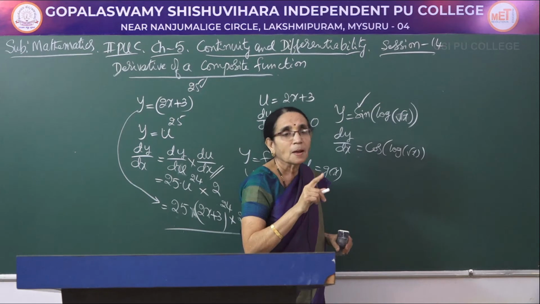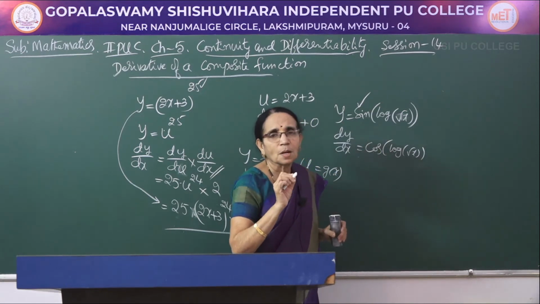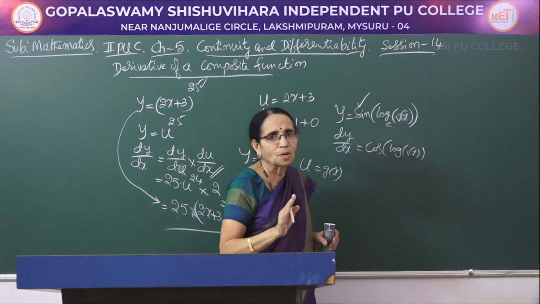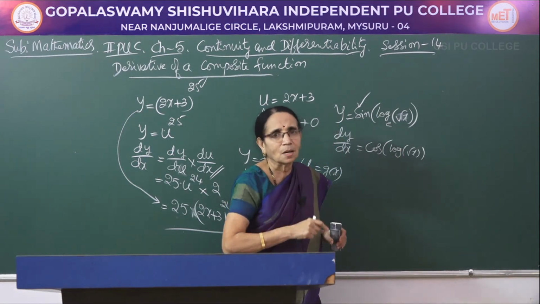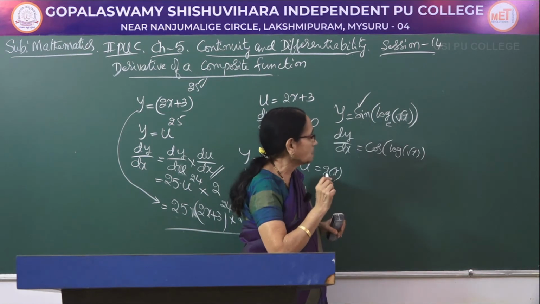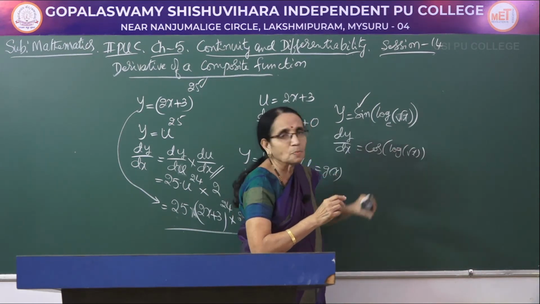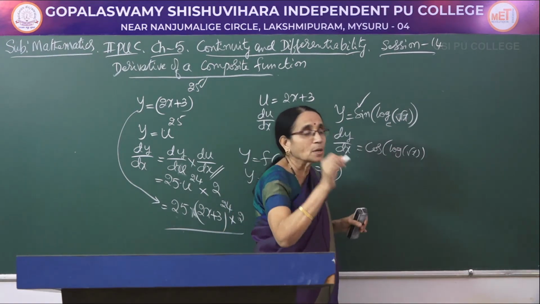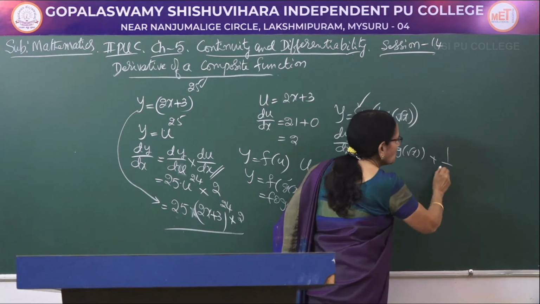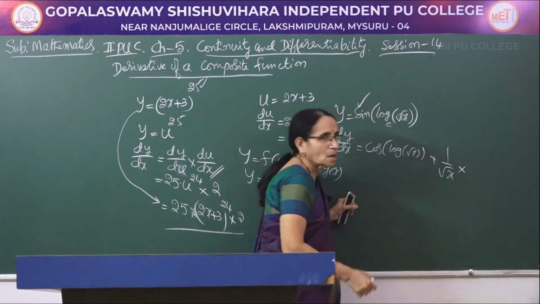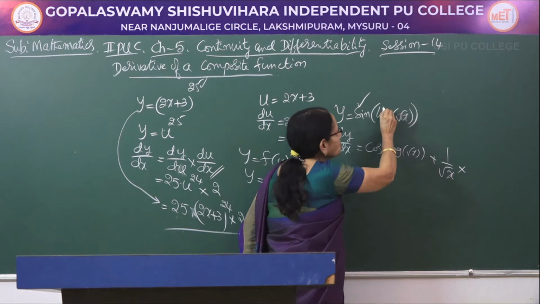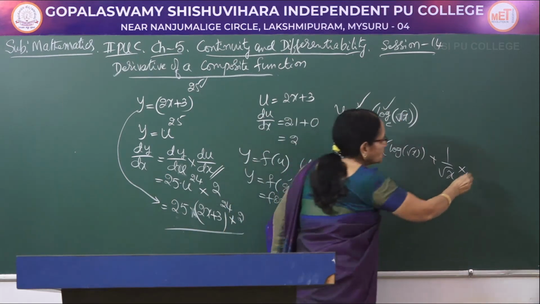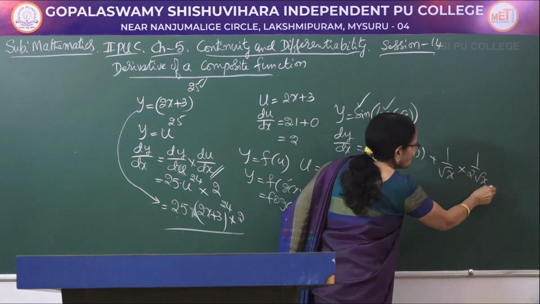What is the next function? Log, isn't it? And what is the formula for log x here? Of course, the base is not written, it is understood that the base is e. If any other base is there, that would be written there. Now, log of root x to base e. Log of x, what is the formula? It is always 1 by x. Therefore, it is 1 by root x. Now, this is also over. Now, what is root x here? What is the derivative? The formula is 1 by 2 root x, isn't it?